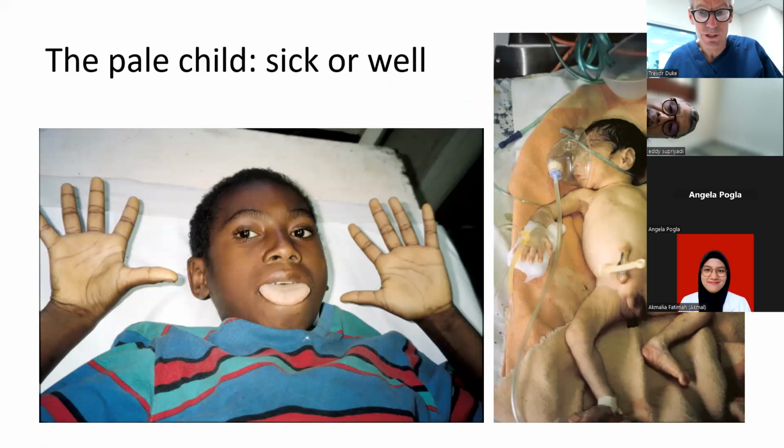And here's 2 children that have got anemia, and it might surprise you to know that the small baby who's needing lots of oxygen and looks very unwell has a hemoglobin of 6 grams per deciliter. And this older boy who is awake and alert and doesn't look very unwell has a hemoglobin of 1.6 grams per deciliter. So a child can have a very low hemoglobin and not seem very unwell, or they can have a moderate hemoglobin and be very unwell.